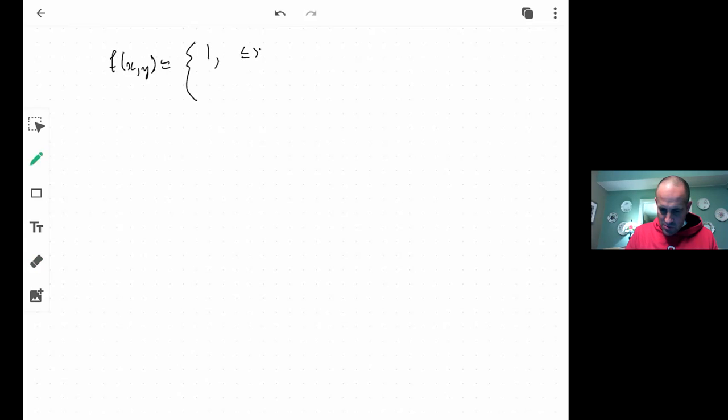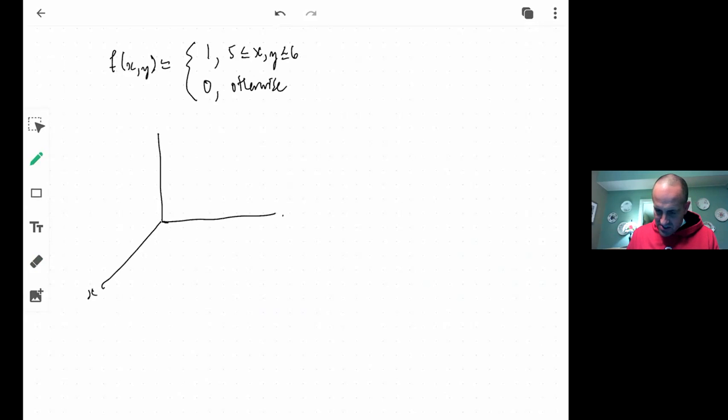X is equal to or greater than 5, and so is Y. And both of these are equal to or less than 6, and it's equal to 0 otherwise. So what does the graph of this thing look like? Well, watch. I'm going to draw a little three-dimensional graph for us here.